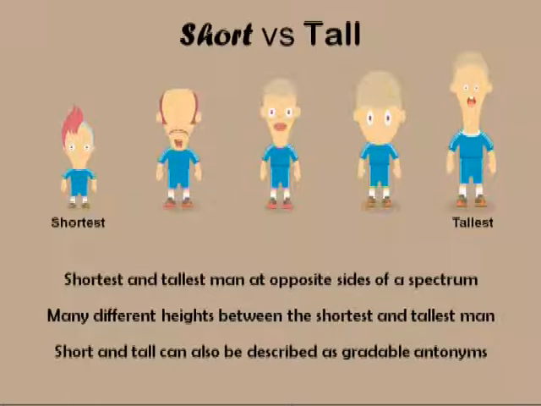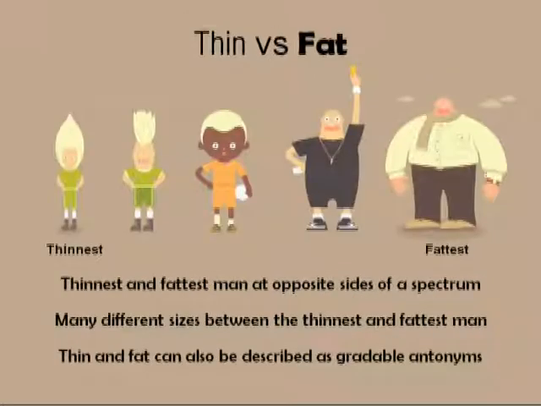This is also the same for the words thin and fat. They are gradable antonyms and located at the opposite sides of a spectrum. For this case, the thinnest and fattest man are at the opposite sides of a spectrum. Also, notice many men of different body sizes between the thinnest and fattest man. Therefore, the words thin and fat can also be described as gradable antonyms.